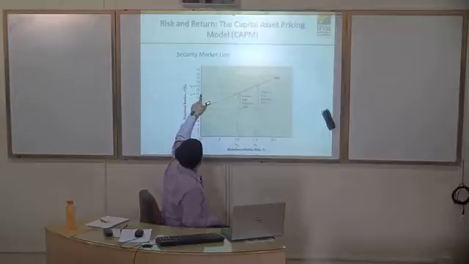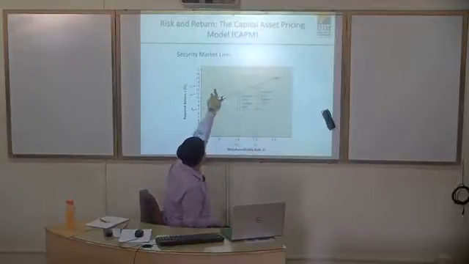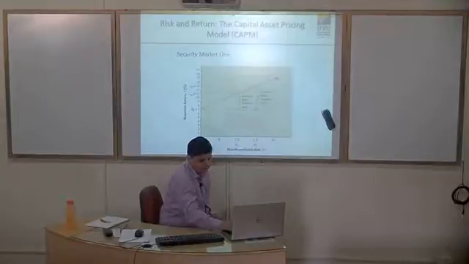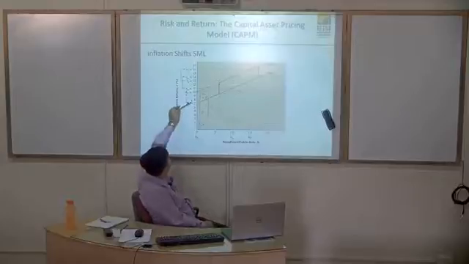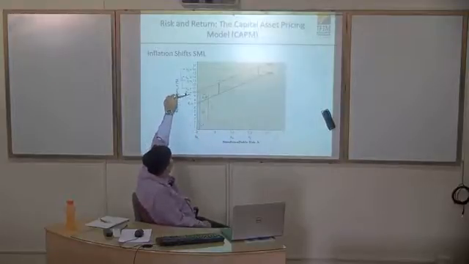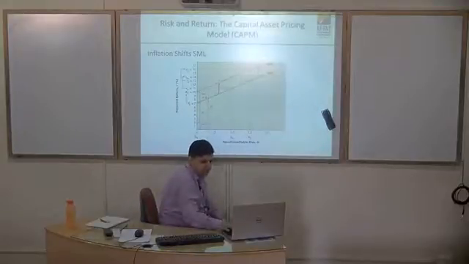If I am looking at 11% of required return, it is coinciding at beta 1. 1.5 is 13. Inflation shifts the security market line. So if there is a change in the inflation, again the market line parallelly shifts up, and correspondingly the rest of the factors are all changing.